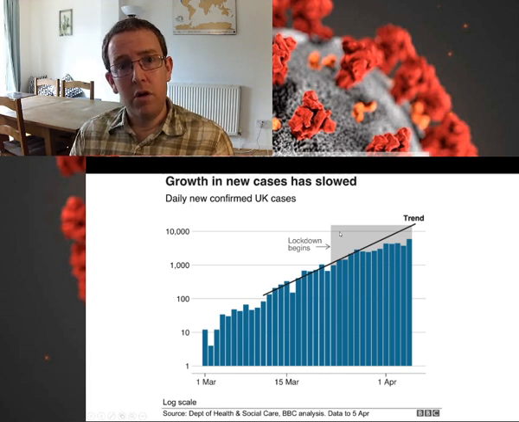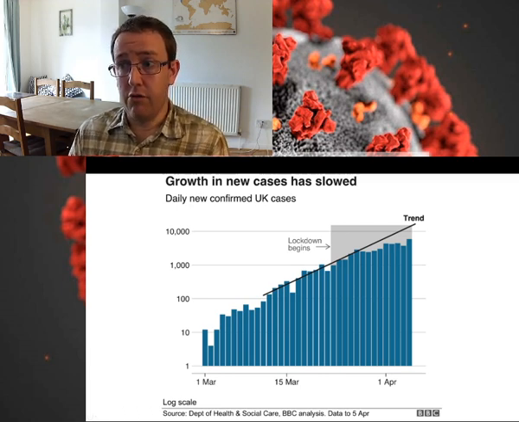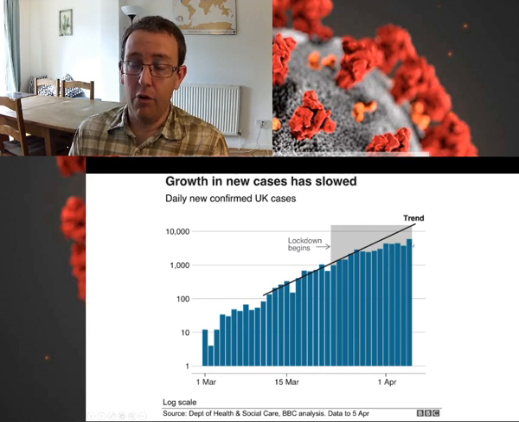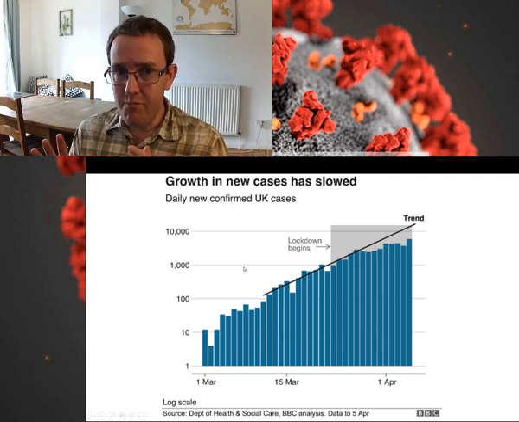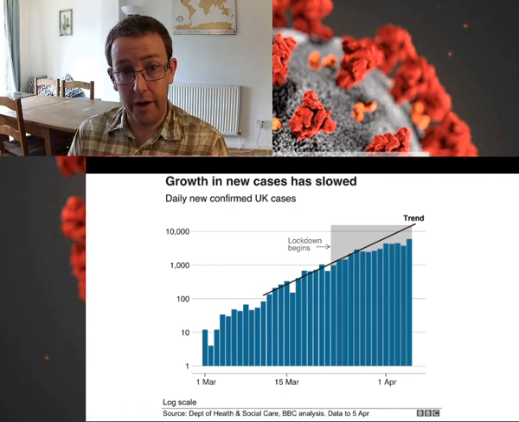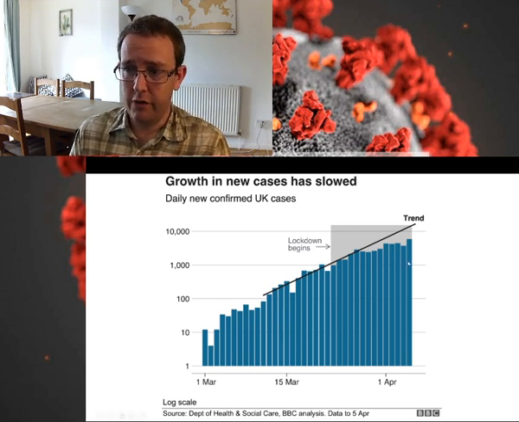The more useful measure is to look at the growth in new cases, which actually is plateauing off. There are still new cases, but they're not going up with this kind of doubling effect, which shows that maybe tentatively the social distancing that we're doing is having an impact. Okay, and this is basically from the 1st of March to the 1st of April.